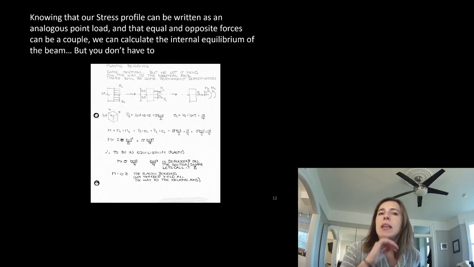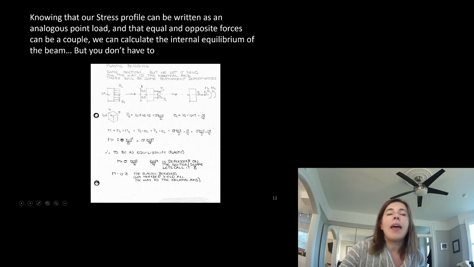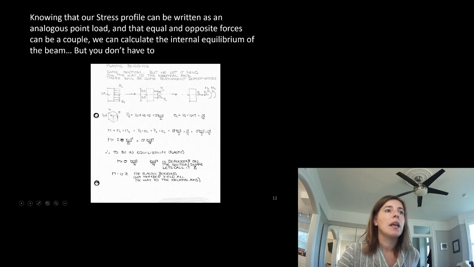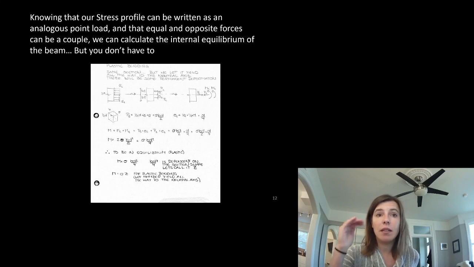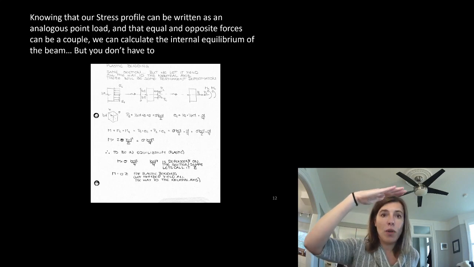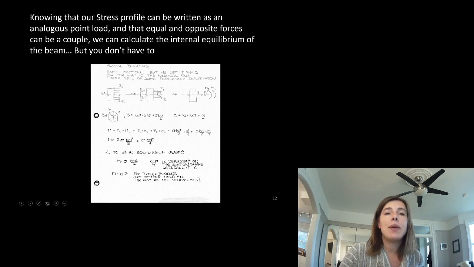Now, we can go through the exact same calculation that we did. The procedure's the same, except our analogous point load, instead of being two-thirds away from the neutral axes, is only half away from the neutral axes. We do the same thing, and we get M equals stress times BD squared divided by 4. This is for a rectangle, but we can do it for different shapes. The only difference between limiting our stress at the extreme fibers versus the neutral axes is that it was BD squared divided by 6 versus BD squared divided by 4.